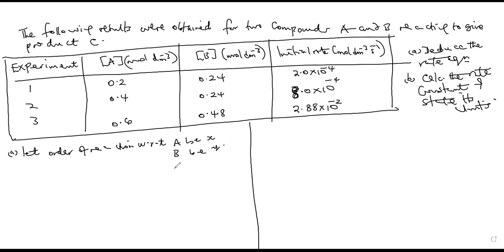So now it means that the rate equation is rate equals k times [A] raised to its appropriate power x, times [B] raised to its appropriate power y. We shall need to get the values of x and y so that we get a final answer. Now, you have to come up with two equations so that you can deduce them.